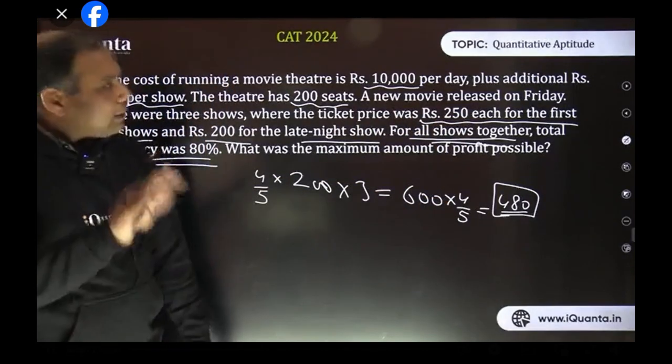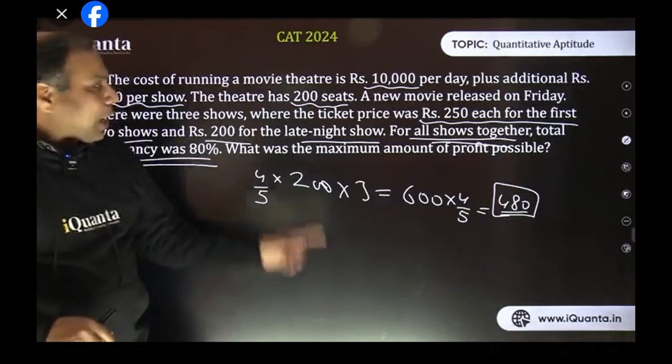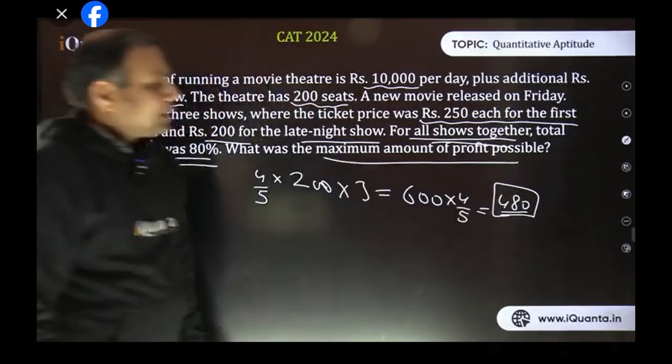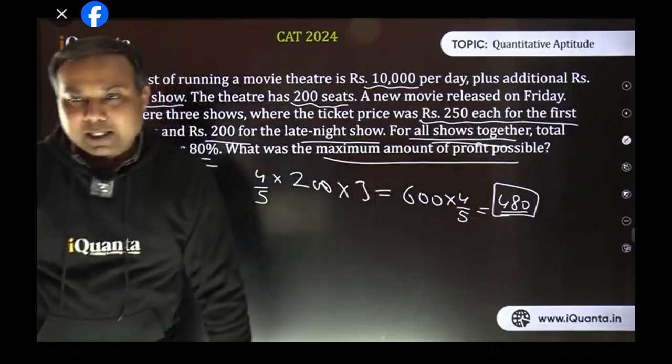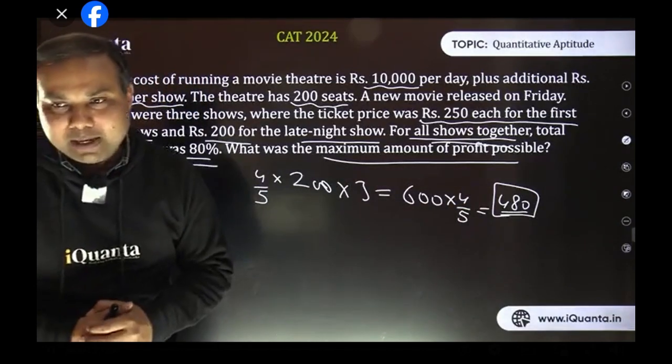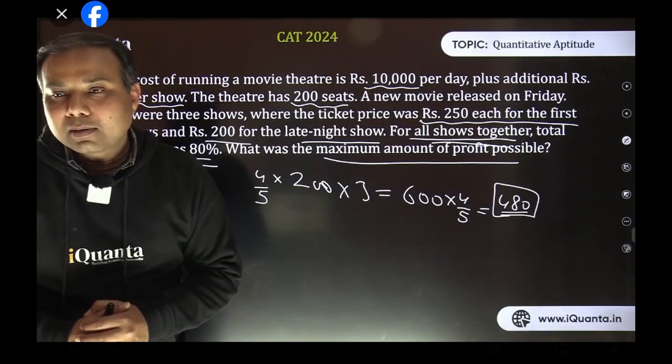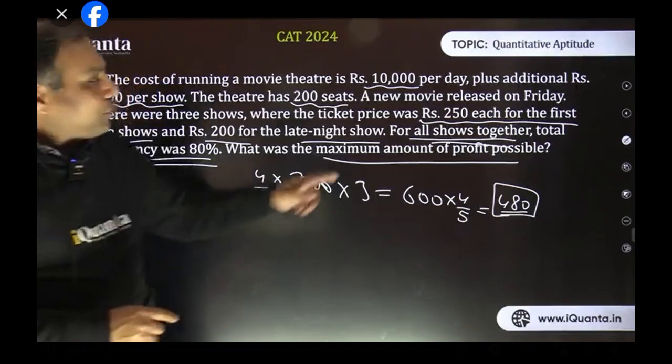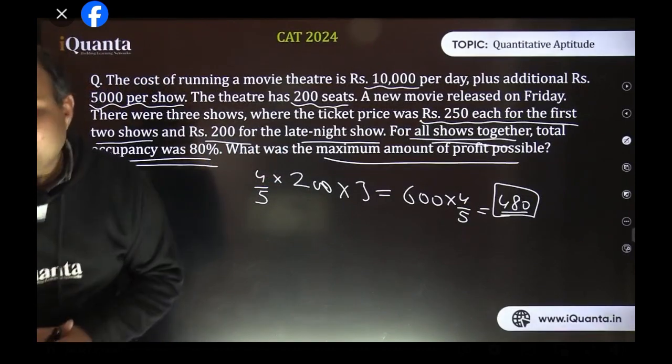See, if we are running all the 3 shows, in that case, what do you suggest? How can we get the maximum amount of profit? How should we distribute these 480 tickets? What do you suggest? In which show, how many seats must be occupied? 250 वाले में ज़्यादा seats होनी चाहिए या 200 वाले में ज़्यादा seats होनी चाहिए?